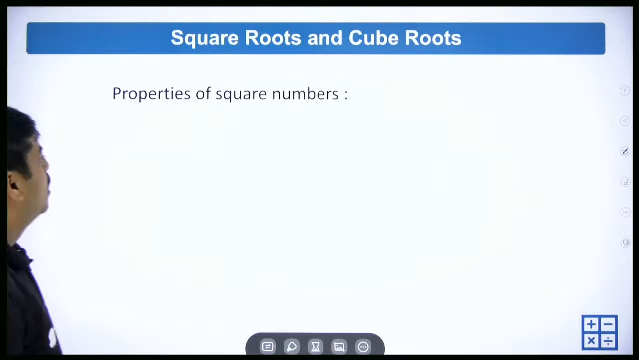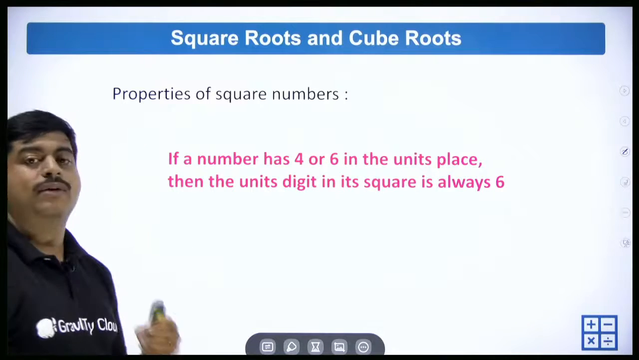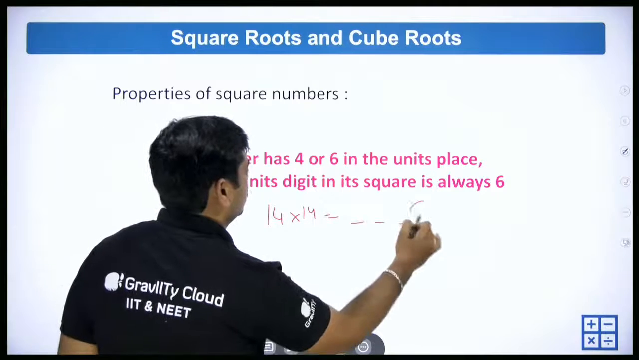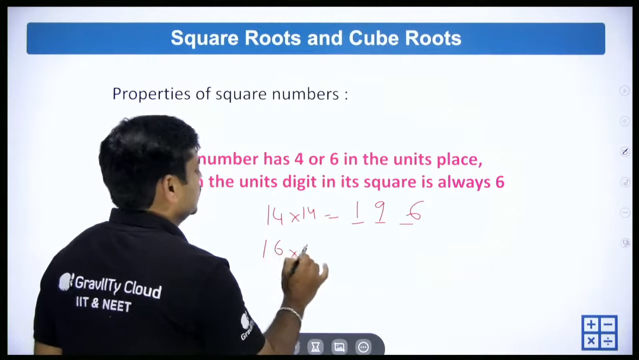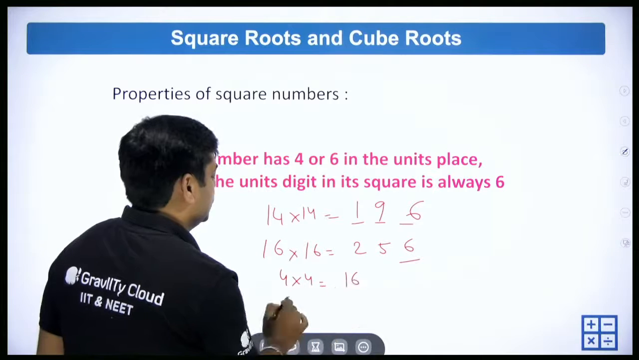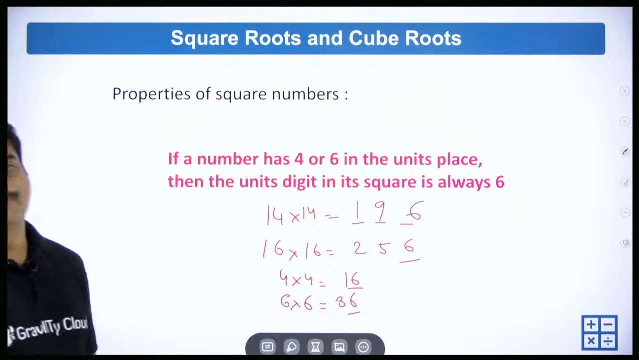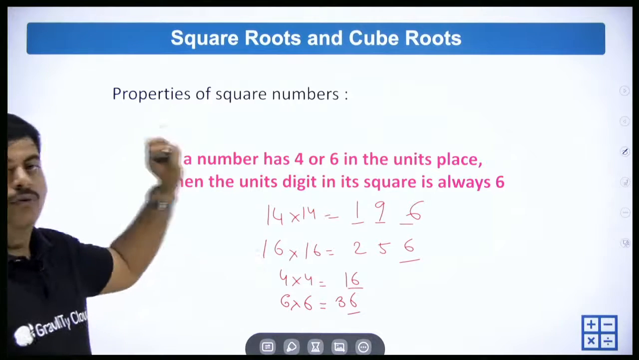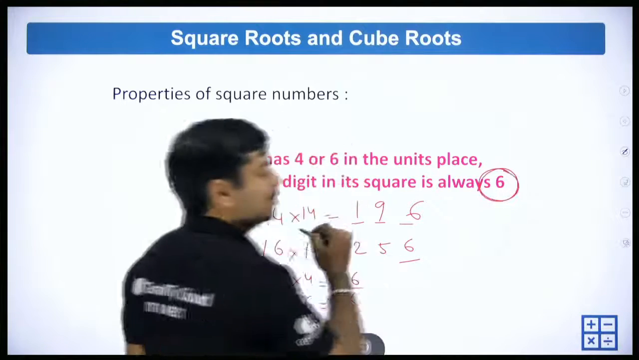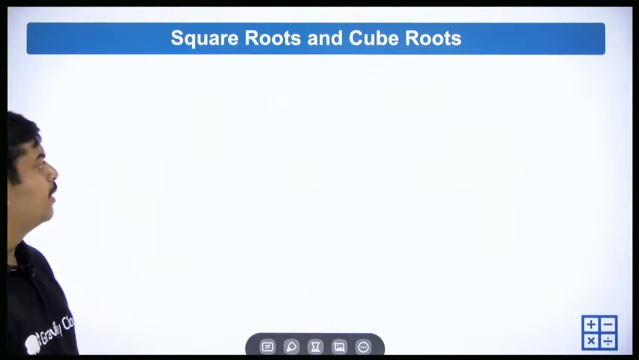The next one: if a number has 4 or 6 in the units place, then the units digit in the square is always 6. Okay. So 14 into 14, whatever it is, the unit digit is 6. It is 196. 16 into 16 is 256. 4 into 4 is 16. 6 into 6 is 36. So you can see all the units digits are the same. Whenever you have 4 or 6 as the units digit, the square of that number will always end in 6. Right? You can take any other example, no problem. Let's go for one more.